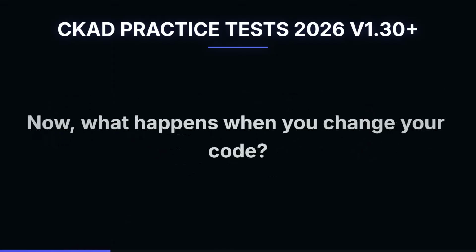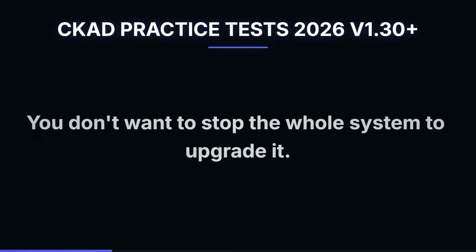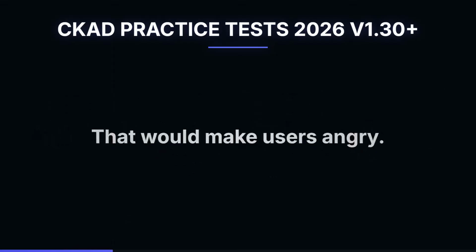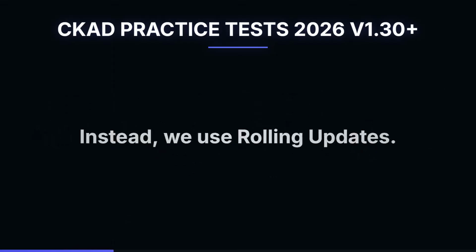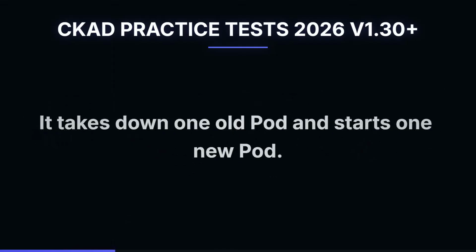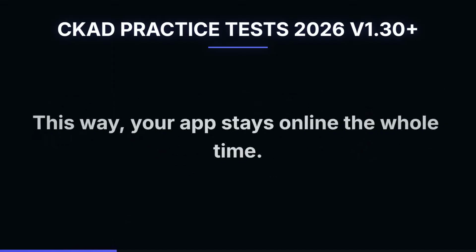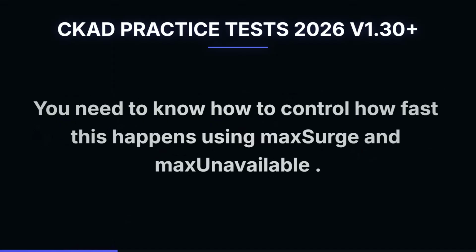Now, what happens when you change your code? You don't want to stop the whole system to upgrade it. That would make users angry. Instead, we use rolling updates. This is the default way Kubernetes updates things. It takes down one old pod and starts one new pod. Then it does the next one. This way, your app stays online the whole time. You need to know how to control how fast this happens using maxSurge and maxUnavailable.